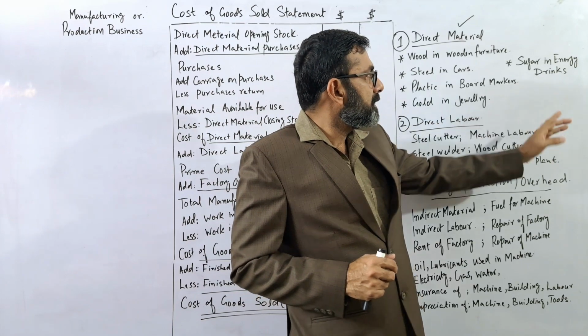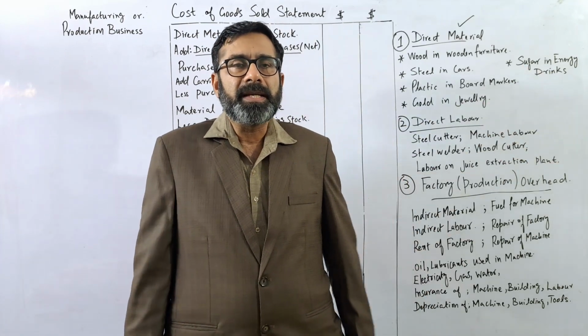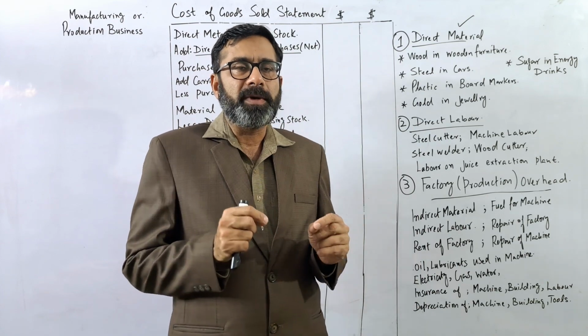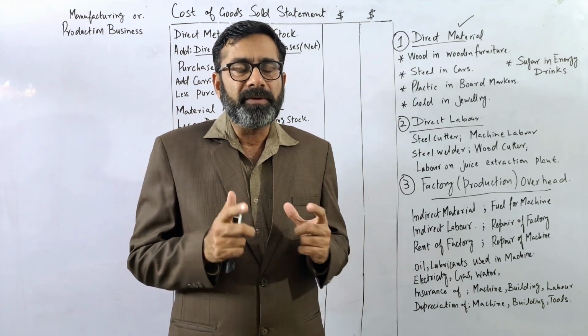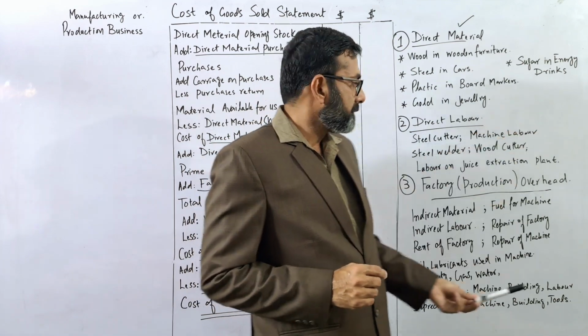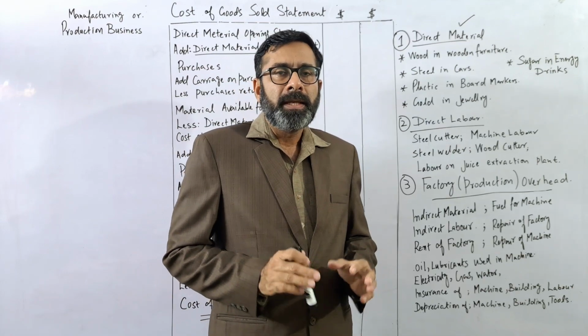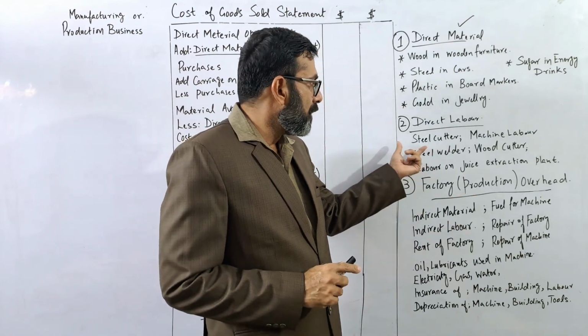Like in the sugar industry, in the energy drinks, the sugar is the main direct material. But other than that, for example, they are using some of the colors, they are using some of the flavors. So that will be considered as the indirect material. In the same way, any person who is in the production process will be called the direct labor.